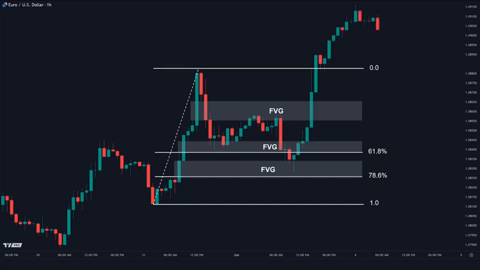In summary, combining the optimal trading zone with fair value gaps helps us identify strong supply and demand areas, leading to high-quality trade setups. That's it for today.